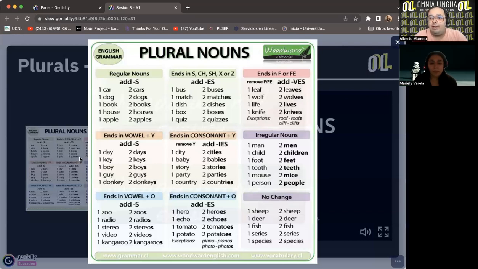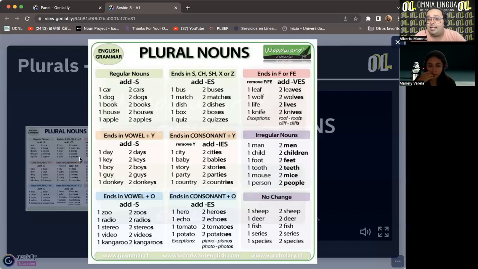The other rule says if we have a noun that ends in vowel plus Y, we just have to add the letter S at the end. For example, in the word day, the plural is days. Key, keys. Boy, boys. Guy, guys, and so on. Then, if this word ends in a consonant plus the letter Y, like in city, we have to drop the letter Y and add IES. For example, city turns into cities, baby, babies, story, stories, party, parties, okay?